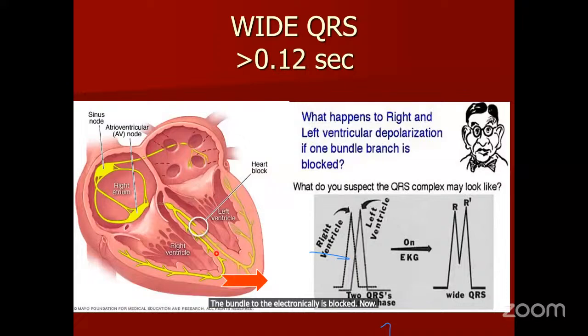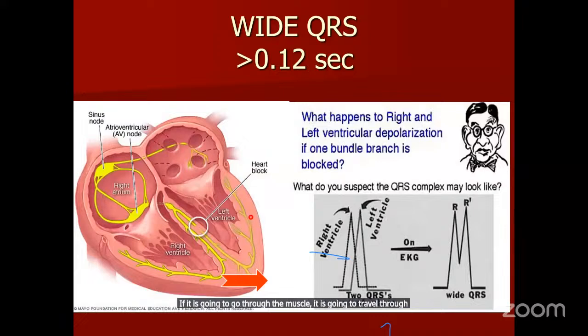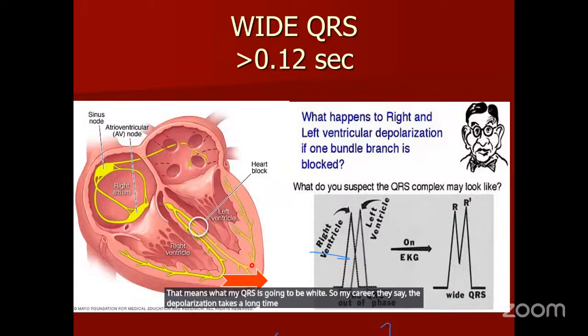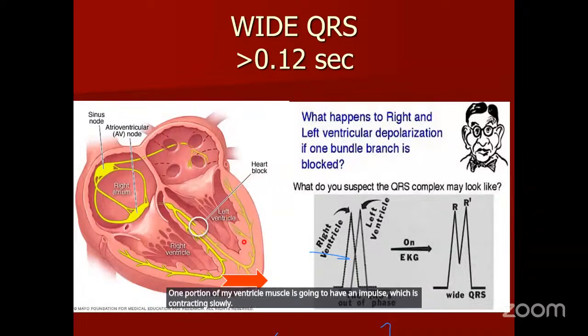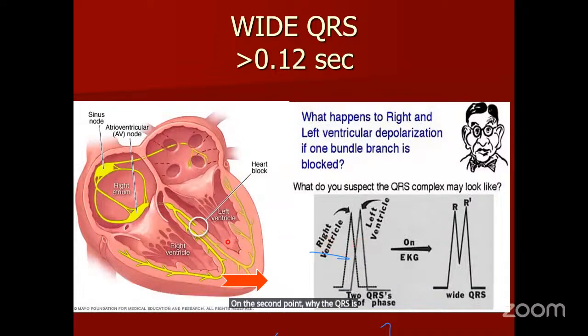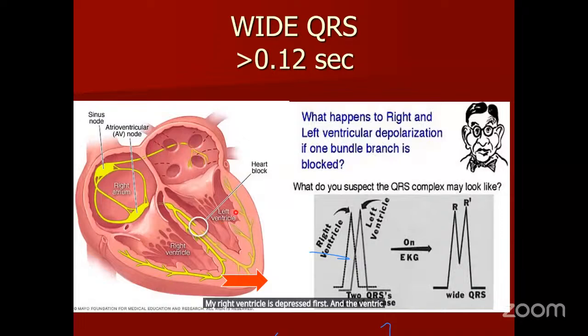Now you can understand, normally the impulse is going to travel at 4 meters per second in my intact conduction system. If it is going to go through the muscle, it is going to travel at 0.5 meters per second. That means what? My QRS is going to be wide. So my QRS, the depolarization takes a long time to end because one portion of my ventricular muscle is going to have an impulse which is arriving slowly. And the second point why the QRS is wide in a bundle branch block is that my ventricles are not depolarized simultaneously. My right ventricle is depolarized first, and the ventricle for which the bundle is blocked is depolarized late and depolarized through the muscle, resulting in a wide QRS complex.